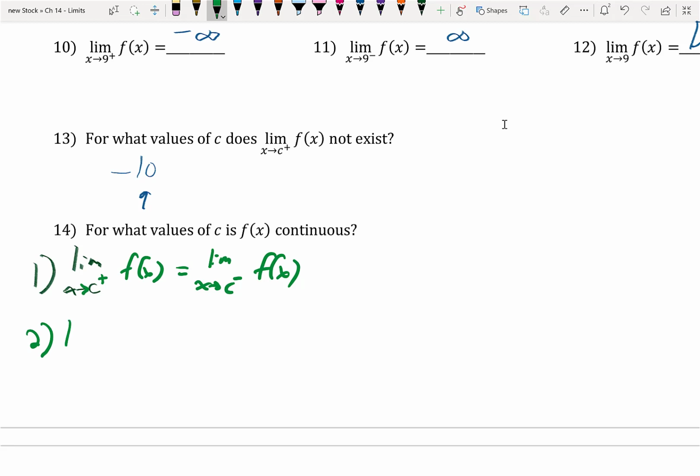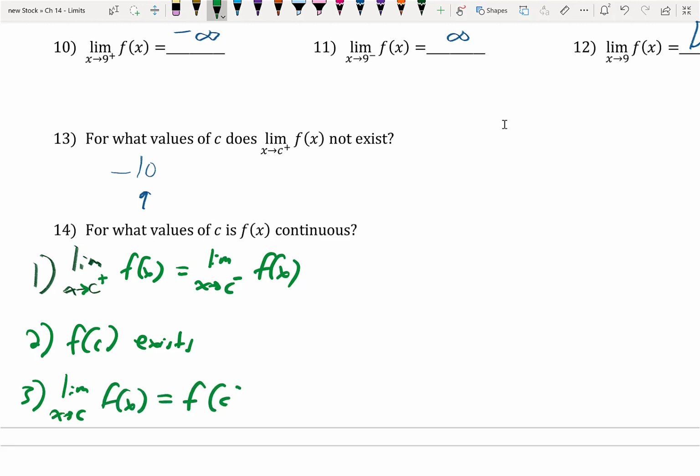2, f of C exists, which is just to say that there has to be a closed circle or something there. There can't be nothing there. So that's the second condition. And the third condition is that the limit as x approaches C of f of x is the same as the function value. Strictly speaking, you could probably summarize this whole thing down to the third condition, because by saying that they're equal to each other, you're kind of implying that they both exist. But it does give you a nice little checklist to check.